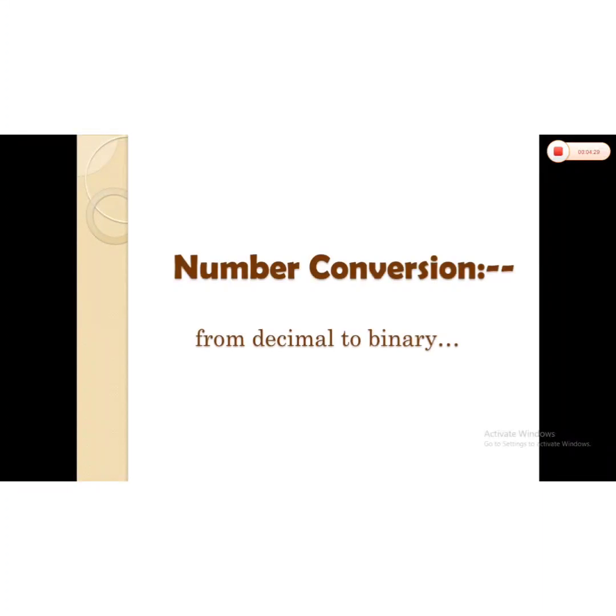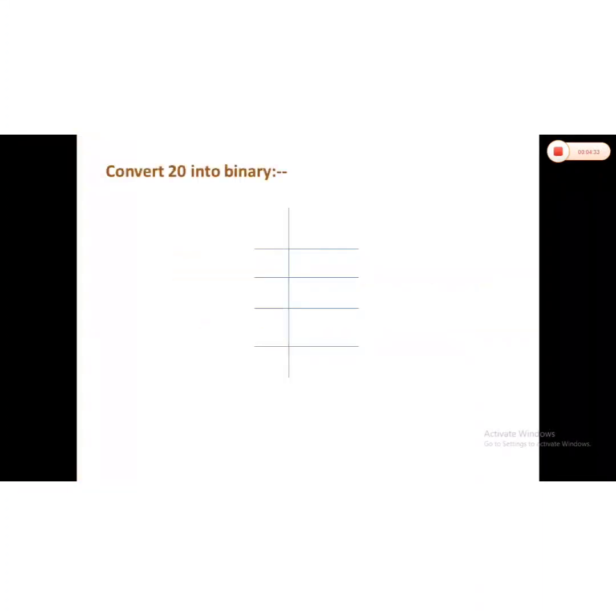And let's see the interesting topic in our video: number conversion from decimal to binary. Let's say we want to convert 20 into binary. I'm just taking this example so we can easily understand. Simply, you need to do division. You need to divide the numbers, whatever the quotient, by 2. Here our dividend is 20, and you need to divide it by 2.